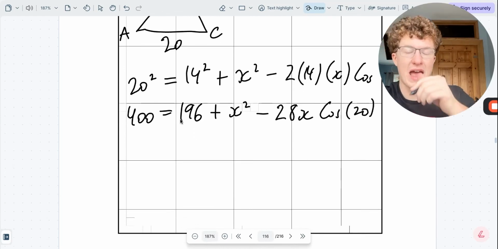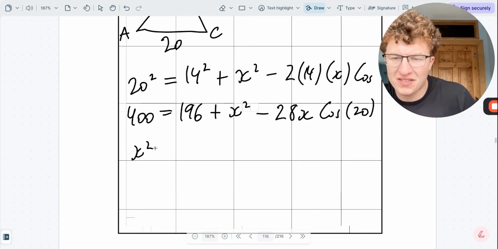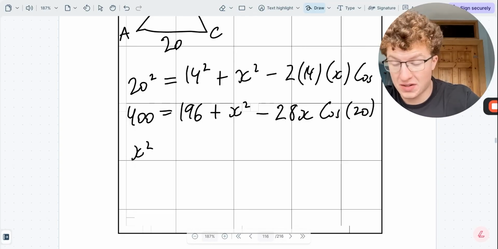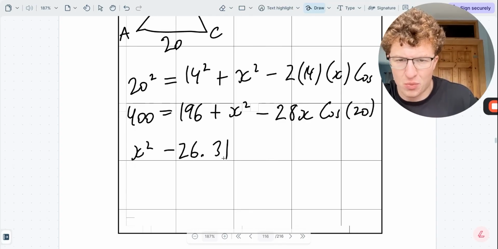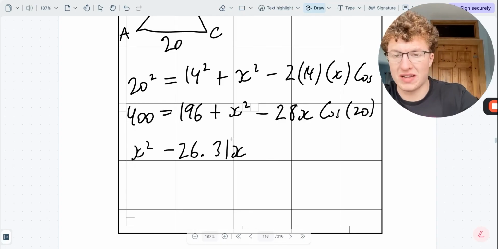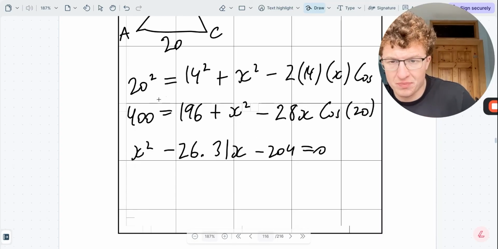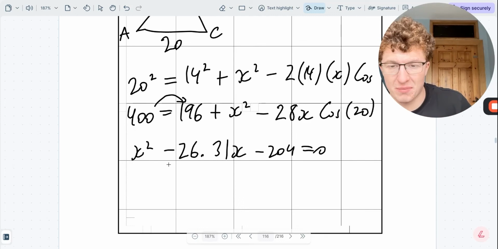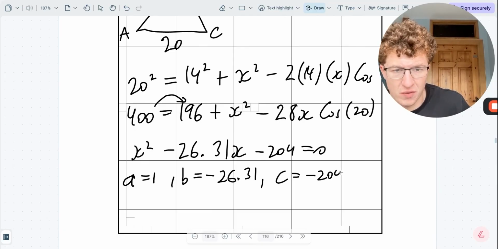Now, bring everything over to the right. We're going to end up with a quadratic here. So we're going to have x squared minus, actually, I'm going to have to fill it in. I'm going to fill in negative 28 times the cosine of 20. That is going to be minus 26.31 x. And then 196 minus 400, when we bring over the 400, is going to be minus 204 is equal to 0. Now, this is just a really dirty quadratic. So we're just going to fill into the minus b formula. So a is just going to be 1. B is going to be negative 26.31. And C is going to be minus 204.